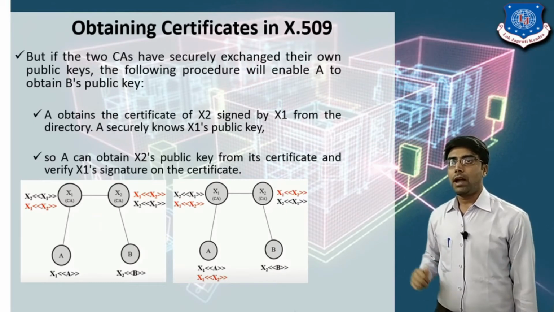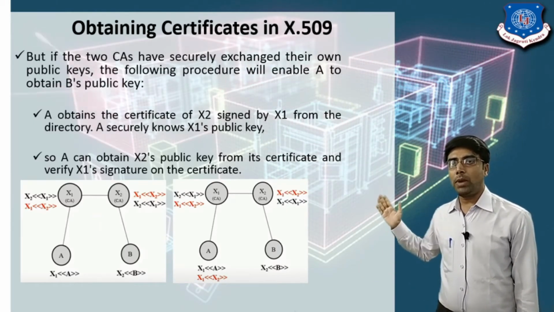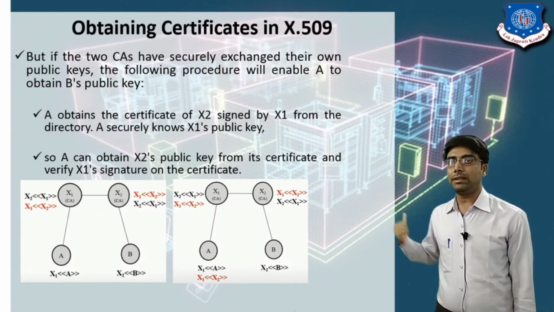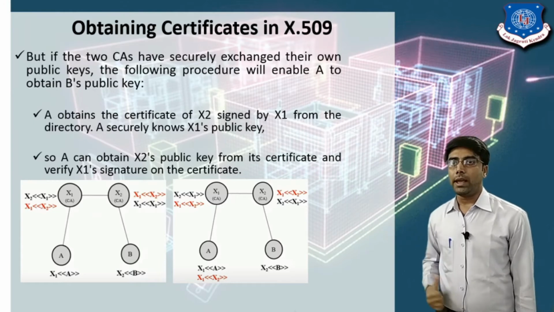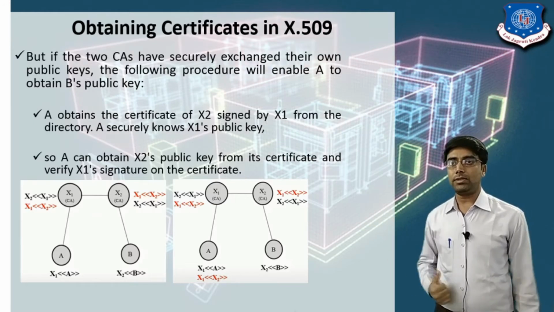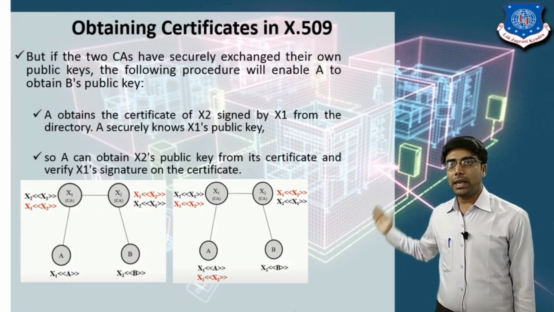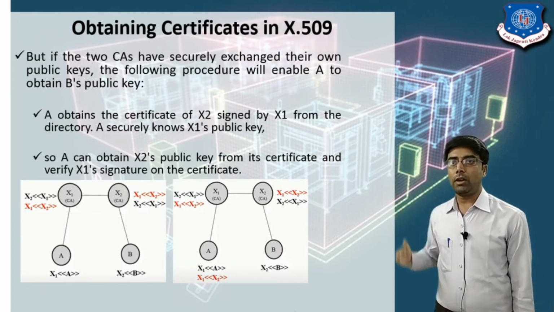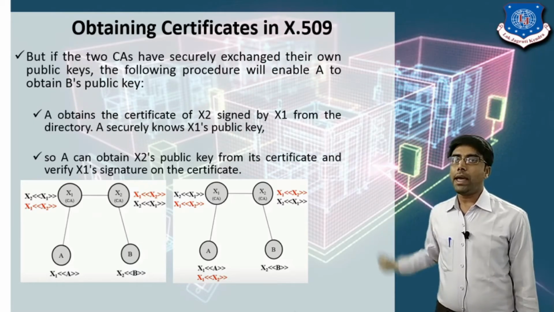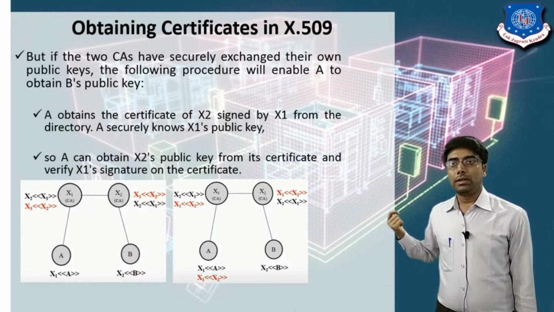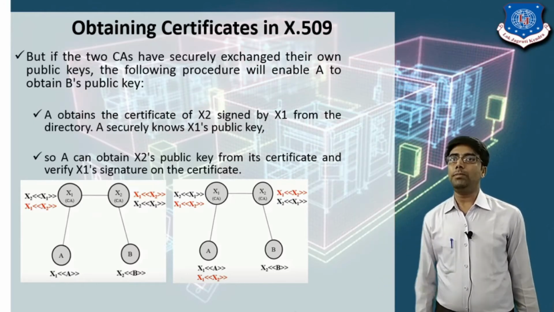In the second figure I have mentioned that if A wants to communicate with user B and B wants to communicate with user A, B will share their certificate with user A, and it represents X1 of X2. It means that the X2 certificate will be signed by X1. So user A will know the public key of certificate authority X2, and will read and verify the certificate of user B.